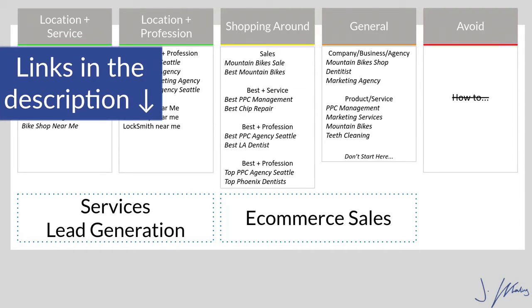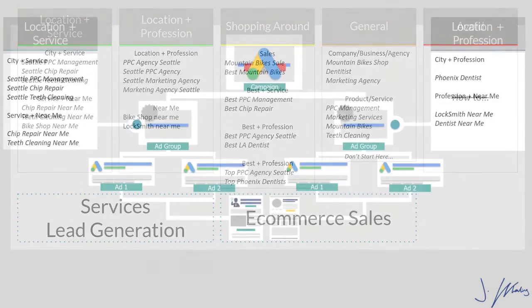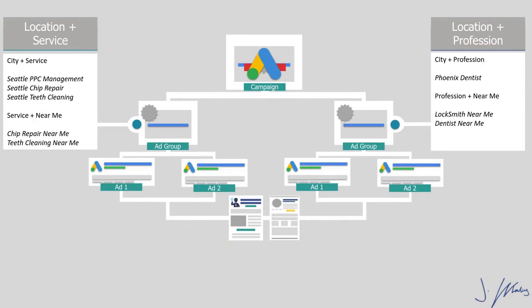You can always come back and pause and modify these examples and the previous slide here to fit your business. And here's an example of what this would look like inside of your ad groups. So you would have one ad group that's targeting search terms around location plus service, and then you'd have another ad group that targets location plus profession. And when we go click by click inside of Google Ads, we will be using these exact keyword formulas to build out our ad groups.